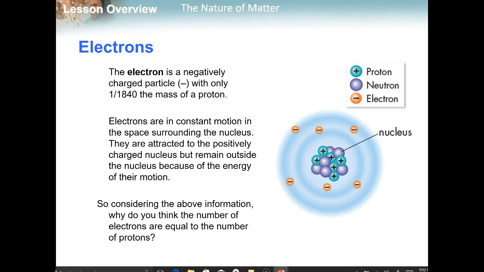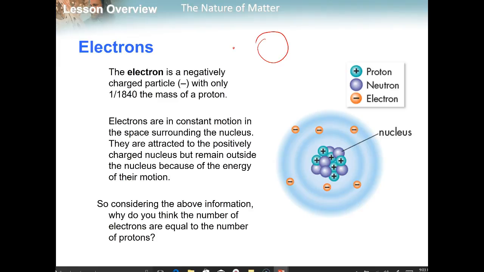And when we compare the size of the electrons to the protons, let's do it this way. This little dot is going to represent an electron. This is going to represent a proton. So electrons are really, really tiny subatomic particles within this atom, and they only have about one in 1,840 times the mass of a proton.